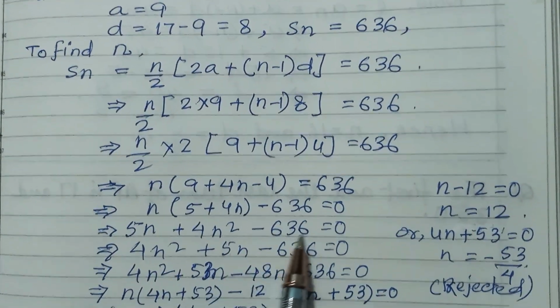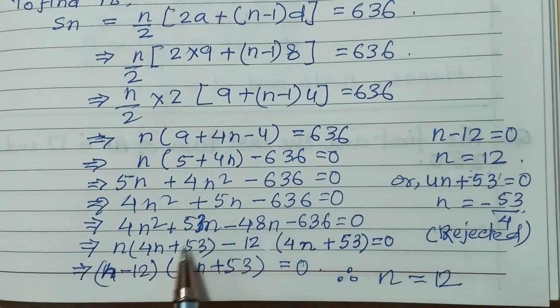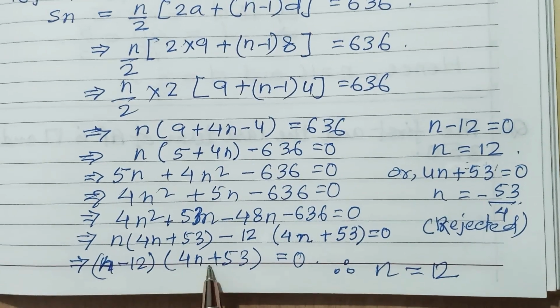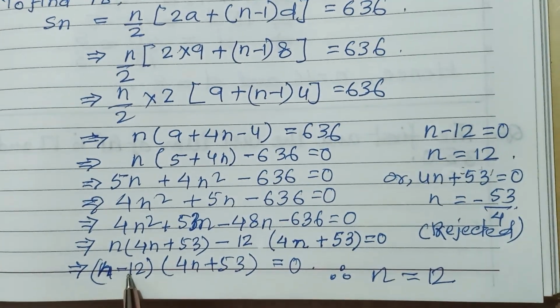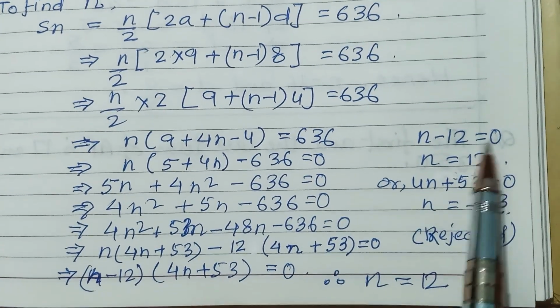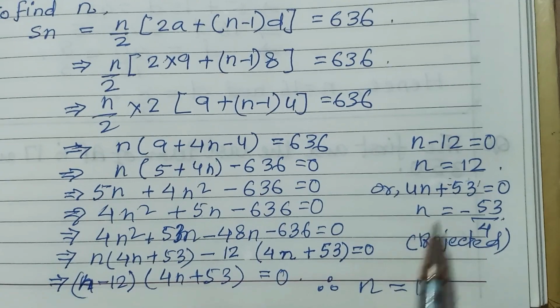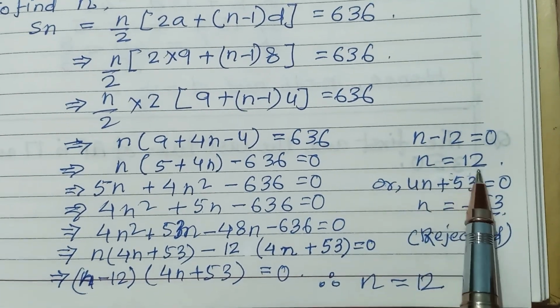One quadratic equation I have got. Now this equation, if you factorize, n minus 12 into 4n plus 53. So one factor is n minus 12 is equal to 0, n is equal to 12, and if you take the other, it should be negative and fractional. It is a rejected number. So number of terms is 12.